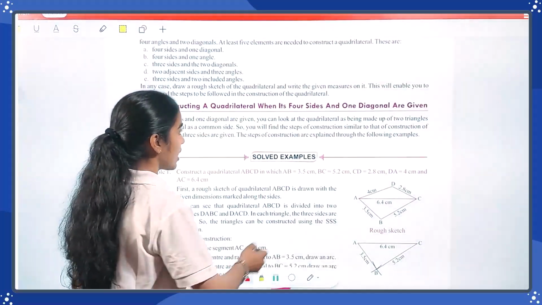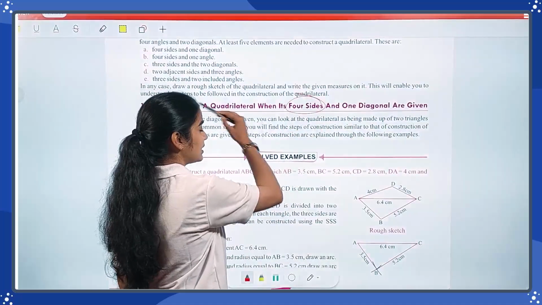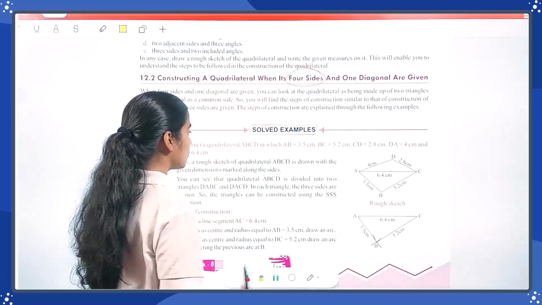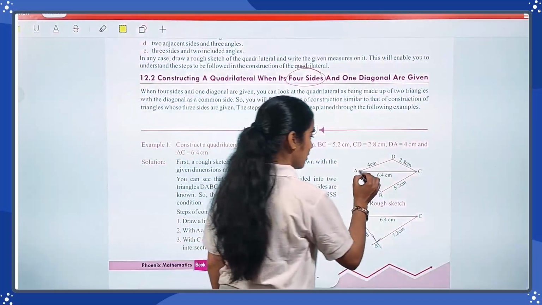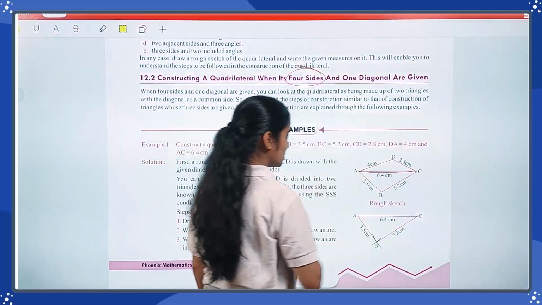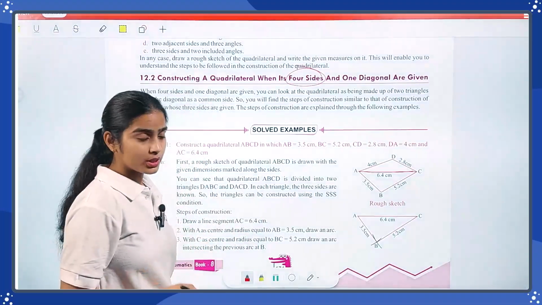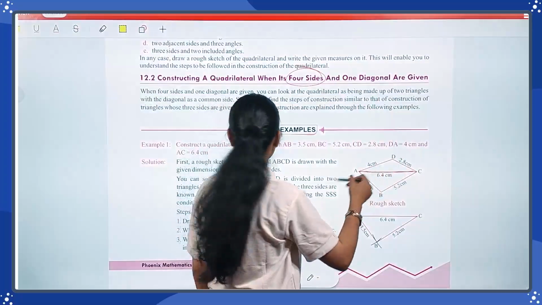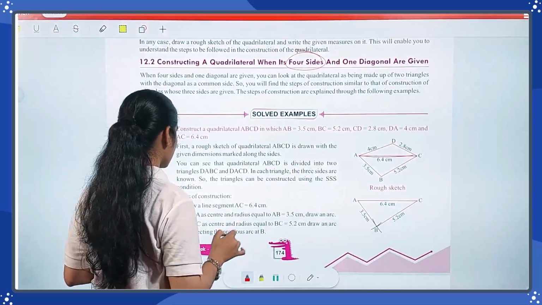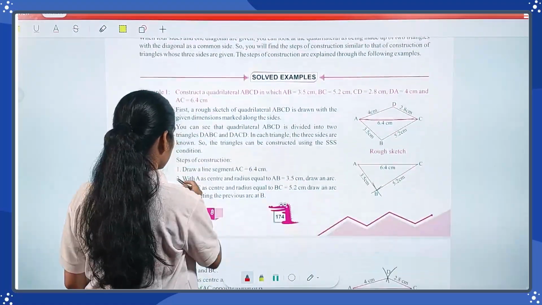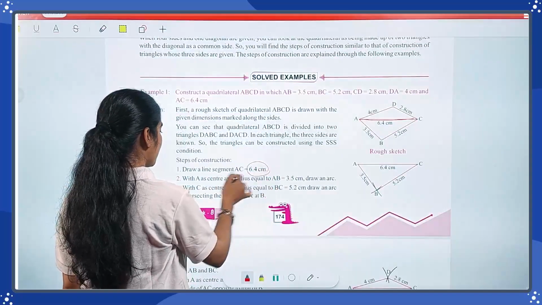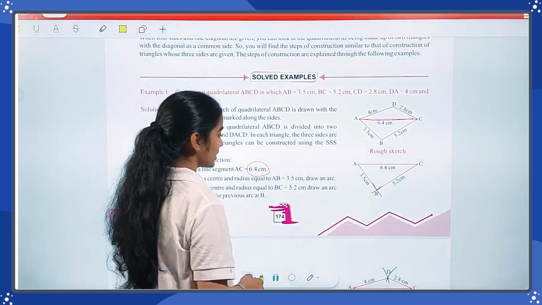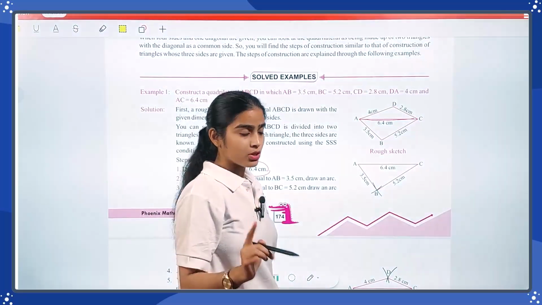In this case we have four sides, and quadrilateral means four sides, right? And one diagonal. First you have to make your diagonal, which is 6.5 centimeter. Now you need your compass, so you can just draw a line. Draw a line segment AC of 6.5 centimeter. With A as a center and radius equal to AB, which is 3.7 centimeter, draw an arc. So you need your compass.